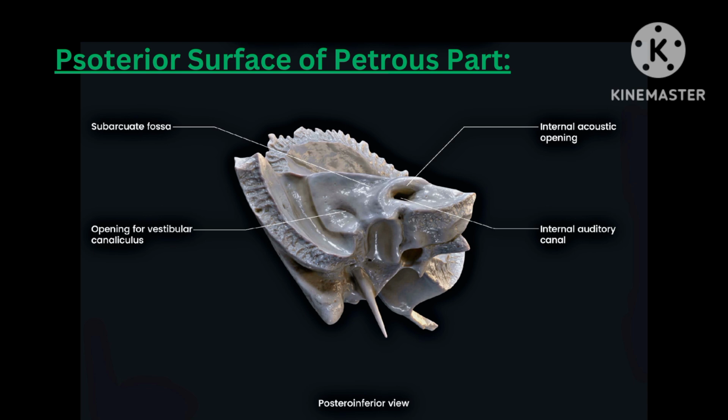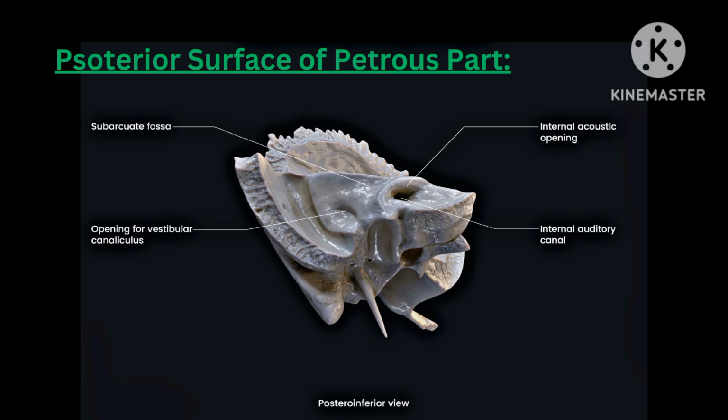The jugular notch is an indentation on the posterior margin of the petrous part forming the anterior margin of the jugular foramen. It also features the external opening of the cochlear canaliculus, which is a small bony canal for the cochlear aqueduct. The petrous part of the temporal bone also houses the tympanic cavity and the internal ear structures.